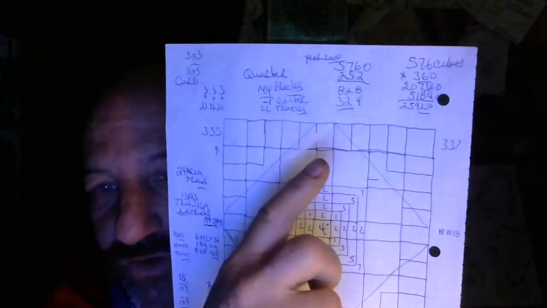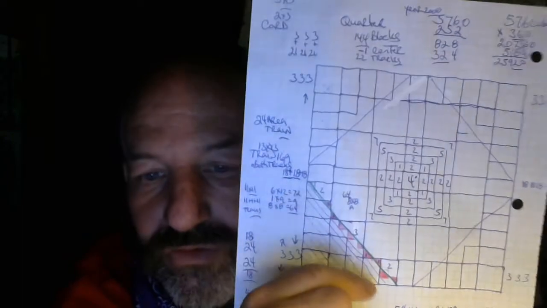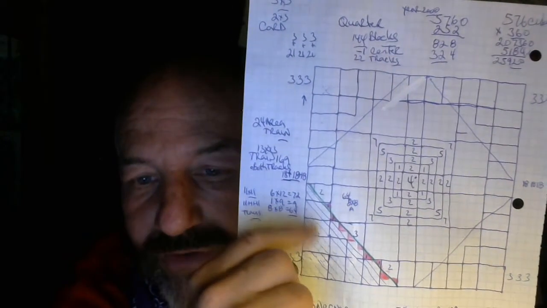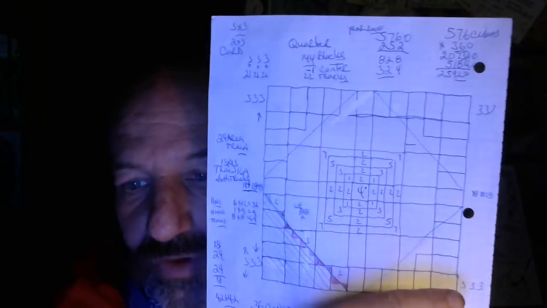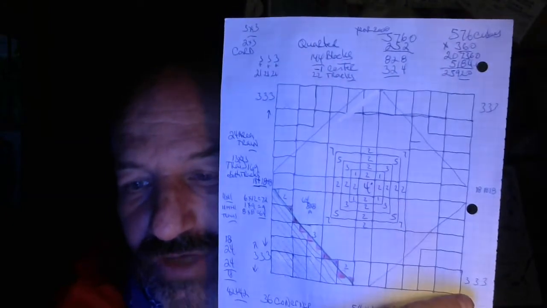So we have 26 and 26. We have 26 and 26 over here. 26 from starting from here all the way around. We have a total of 52. Over here we have 18 equals 70. And over here we have 18 equals 88. We have a total of 88 on the outside line.